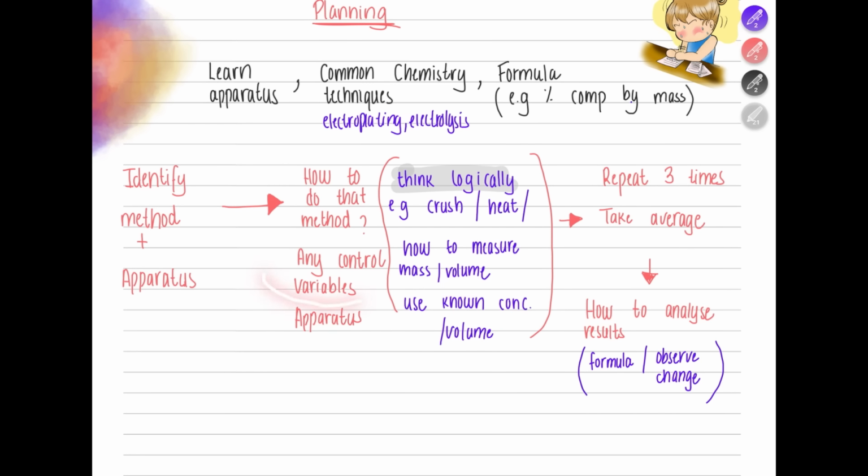And then mention, is there any control variable that's important? Do you need to make sure that the temperature is the same or something like that? Look at your experiment. And then to increase accuracy, repeat 3 to 4 times and then take the average result. Finally, you have to say how are you going to analyze the result. For example, maybe you need to use a formula, or maybe you can observe the change. Maybe there was a higher rate of reaction for experiment 1 compared to experiment 2.